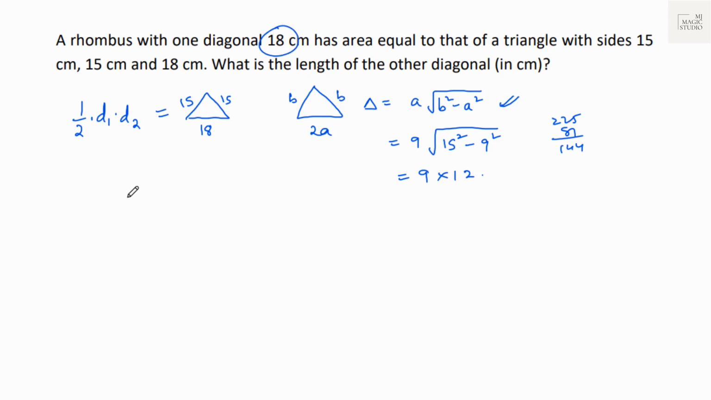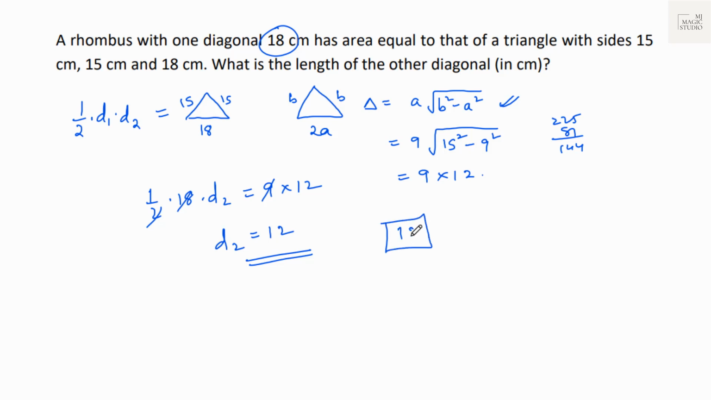So area is 9 into 12 and one of the diagonal is 18. So now if we compare, half into 18 into d2 equals 9 into 12. 9, 9 gone. d2 is 12. Length of the other diagonal is 12 centimeter. We will type in 12 in the box.